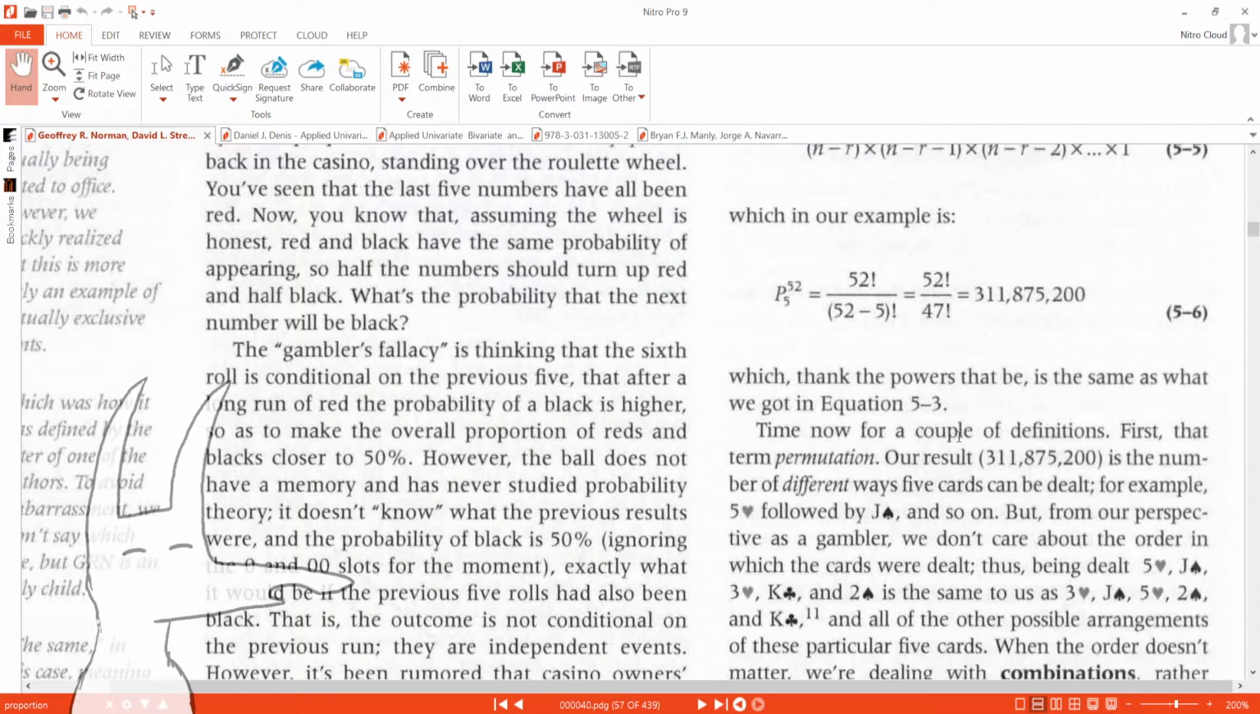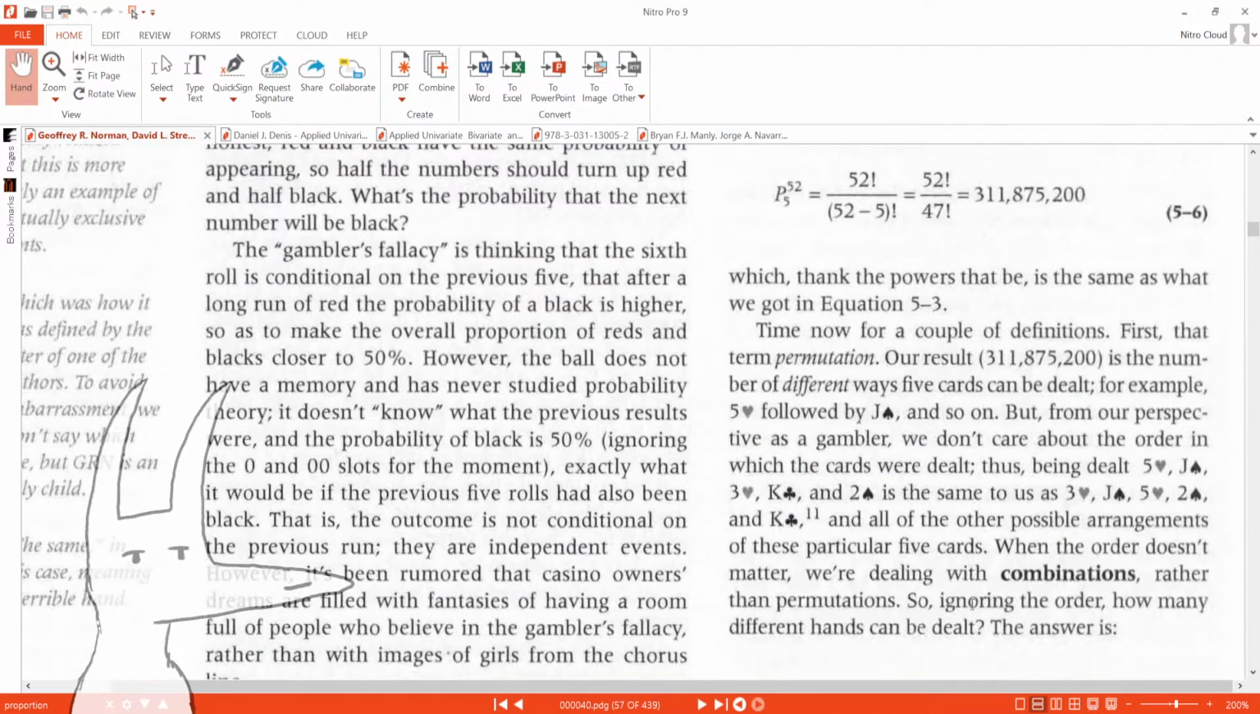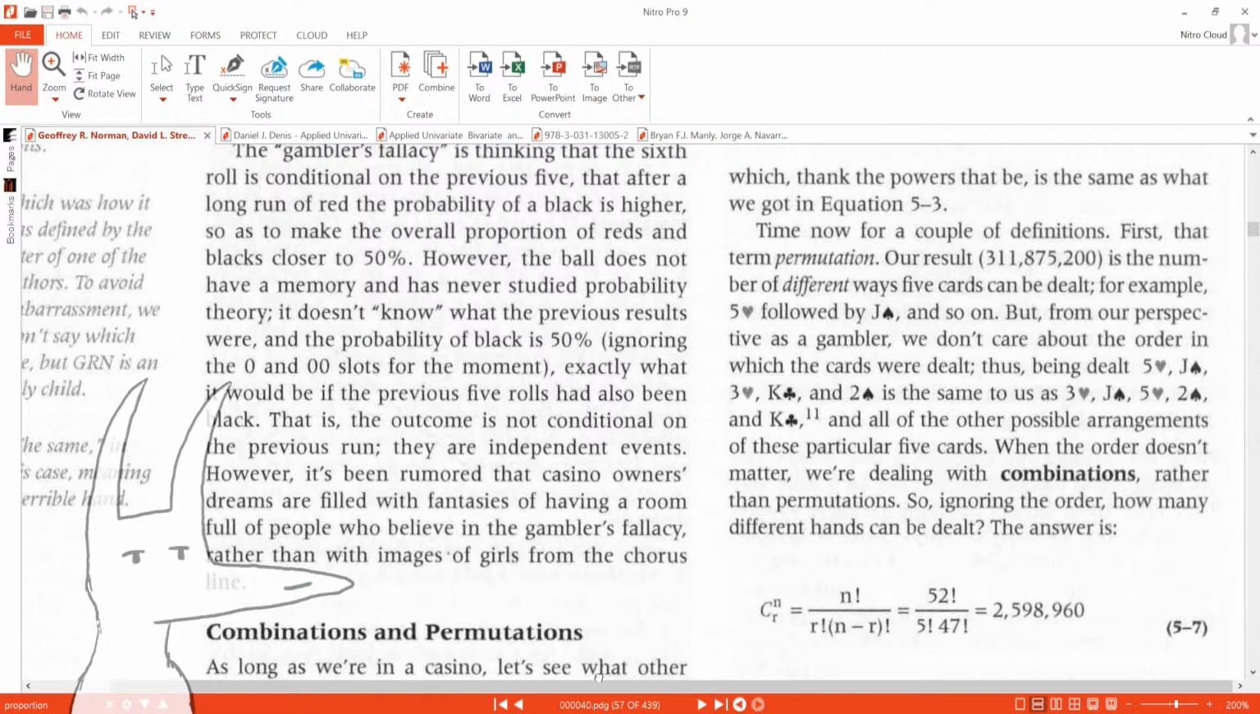Time now for a couple of definitions. First, that term permutation. Our result is the number of different ways 5 cards can be dealt. Oh yeah, the order. Okay, so combination is the one where the order doesn't matter, so in permutation we're accounting for order.